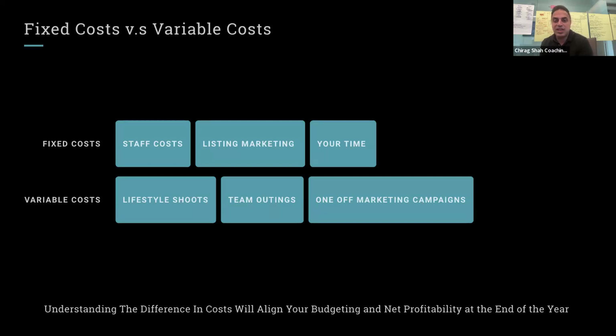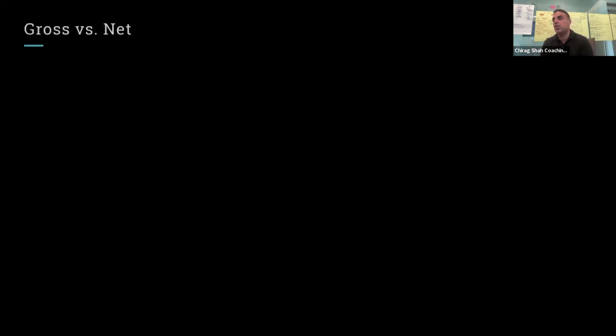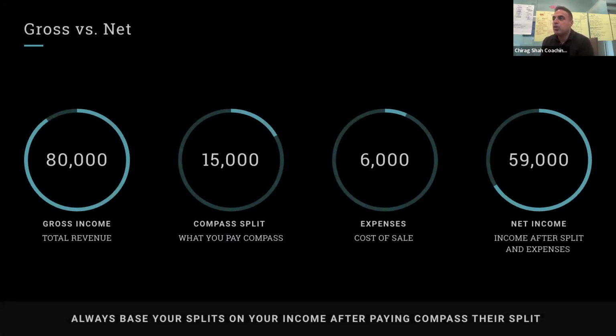So today's session is really simple, direct, and to the point. We can't belabor these points because they're all numbers. And in the end, when you look at these, numbers don't lie. Gross versus net, right? Gross income is total revenue. Compass split is what you pay Compass. Expenses could be the cost of sale, and the net income is income after split and expenses.